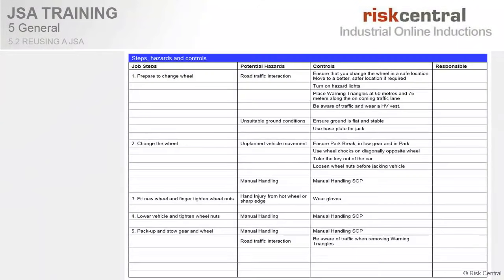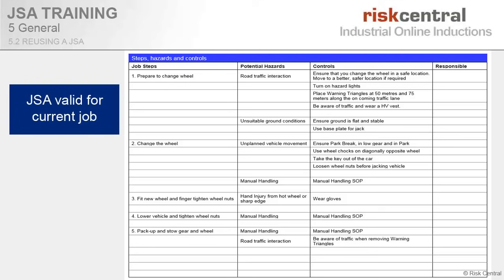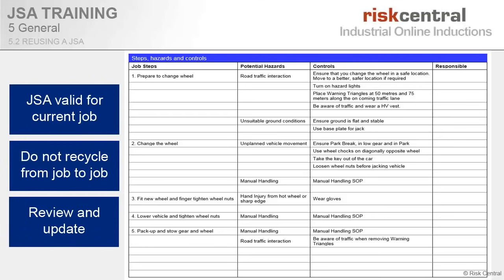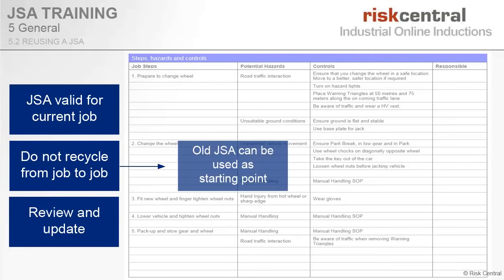To ensure hazards are properly captured and addressed, JSAs should only be valid for the job at hand and must not simply be recycled from job to job. The JSA needs to be fully reviewed and updated before each use. Don't just reuse JSAs. But previous JSAs can be used as a starting point for the new JSA.